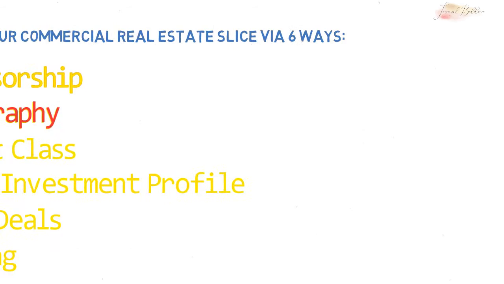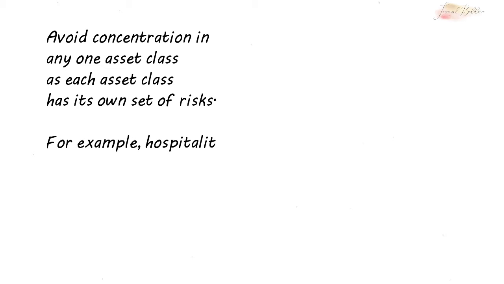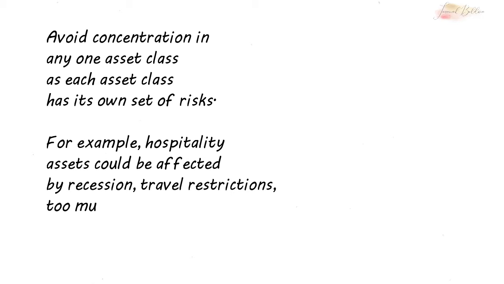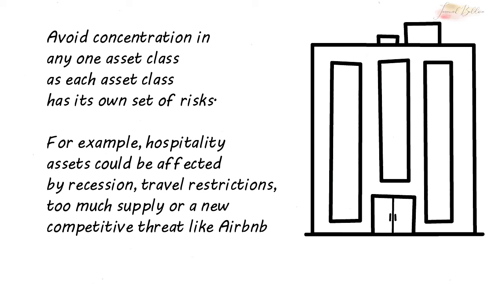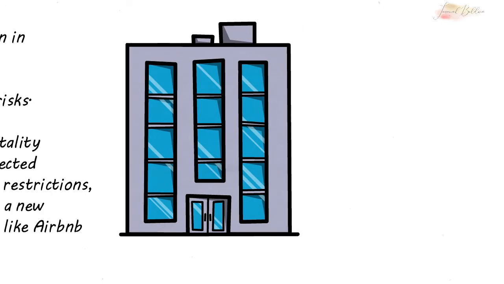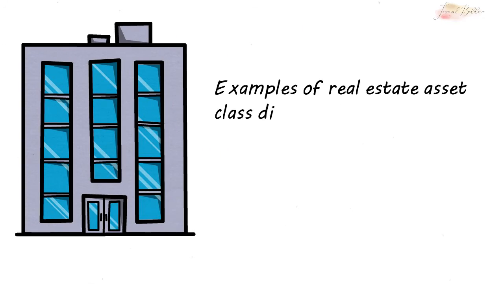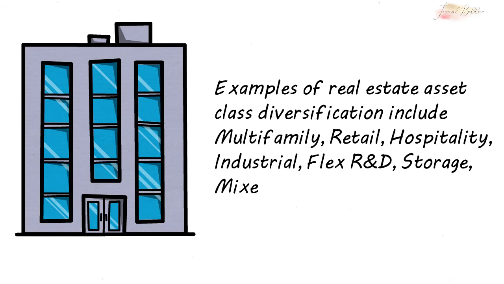We've discussed the first 2 ways to diversify your commercial real estate portfolio: sponsorship and geography. Now let's move to the 3rd way, which is via asset class. You want to avoid concentration in any one asset class, as each asset class has its own set of risks. For example, hospitality assets could be affected by recession, travel restrictions, too much supply, or a new competitive threat like Airbnb. Examples of real estate asset class diversification include multifamily, retail, hospitality, industrial, flex R&D, storage, mixed use, medical, and office.